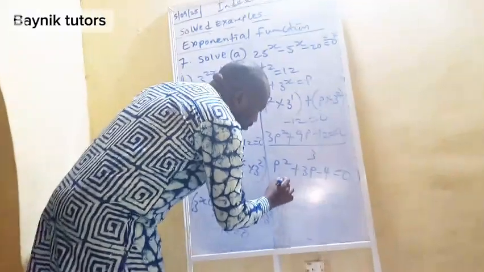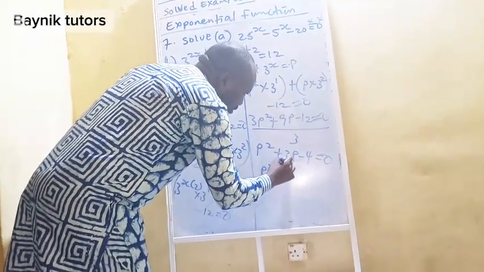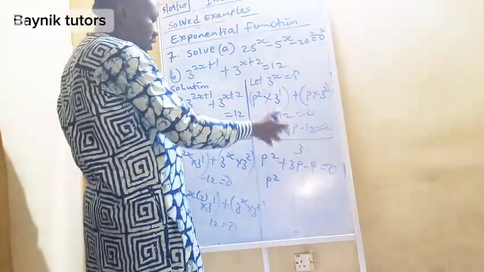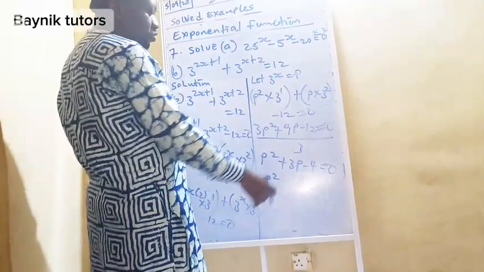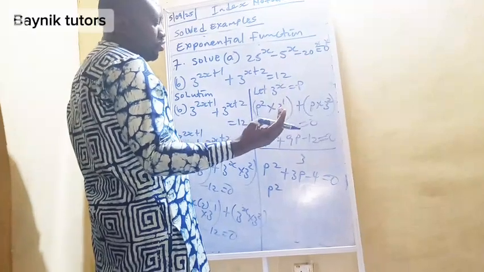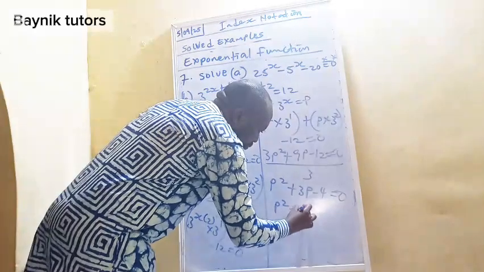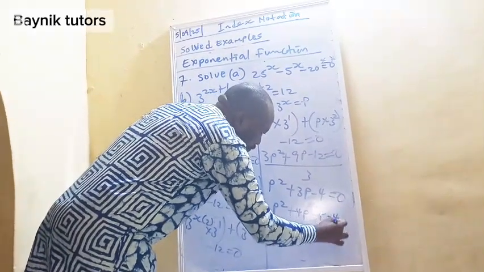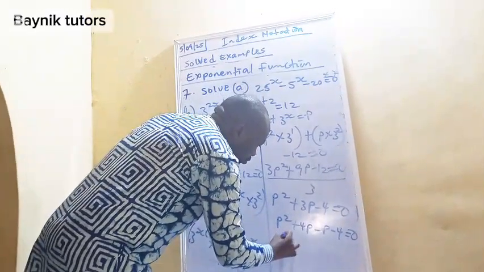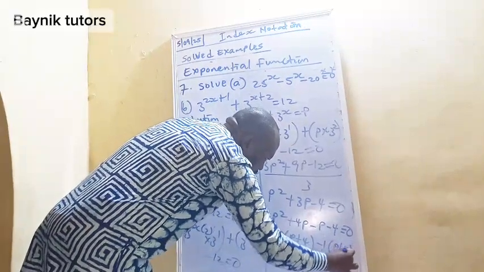So we can now say p squared plus 3p minus 4. Here, the product factor we can make use of is 4 and 1. It's allowed to make use of whole numbers. That will be p squared plus 4p minus p minus 4 is equal to 0. So here will now be p open bracket p plus 4 close bracket minus 1 open bracket p plus 4 close bracket is equal to 0.